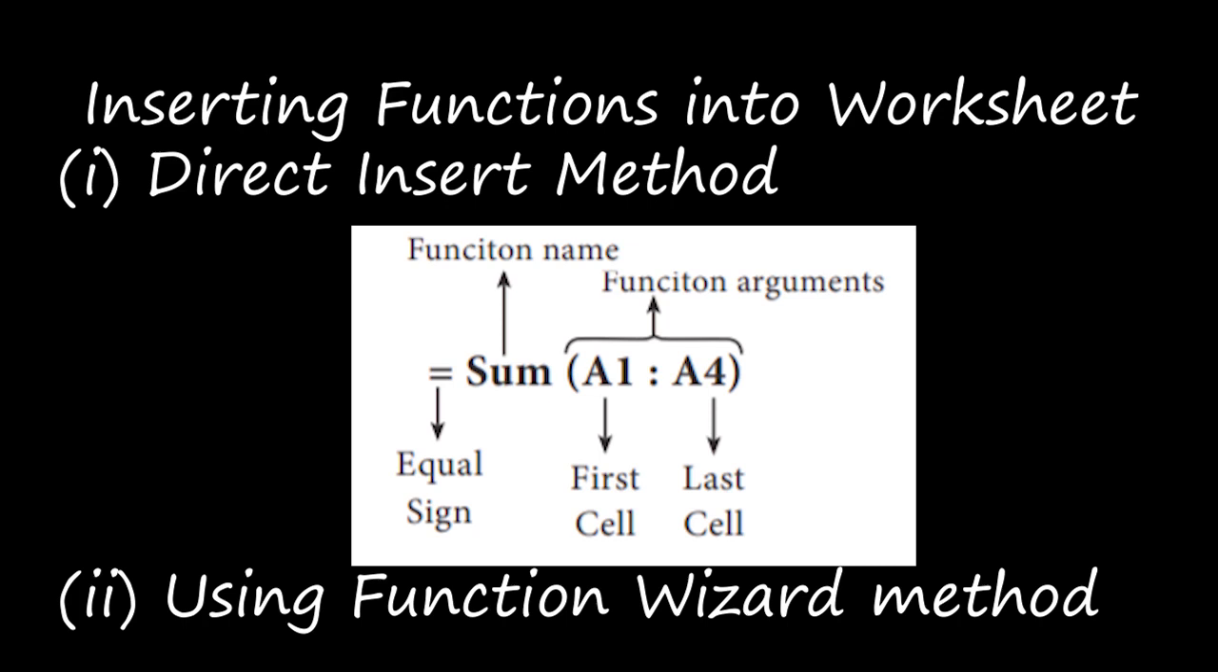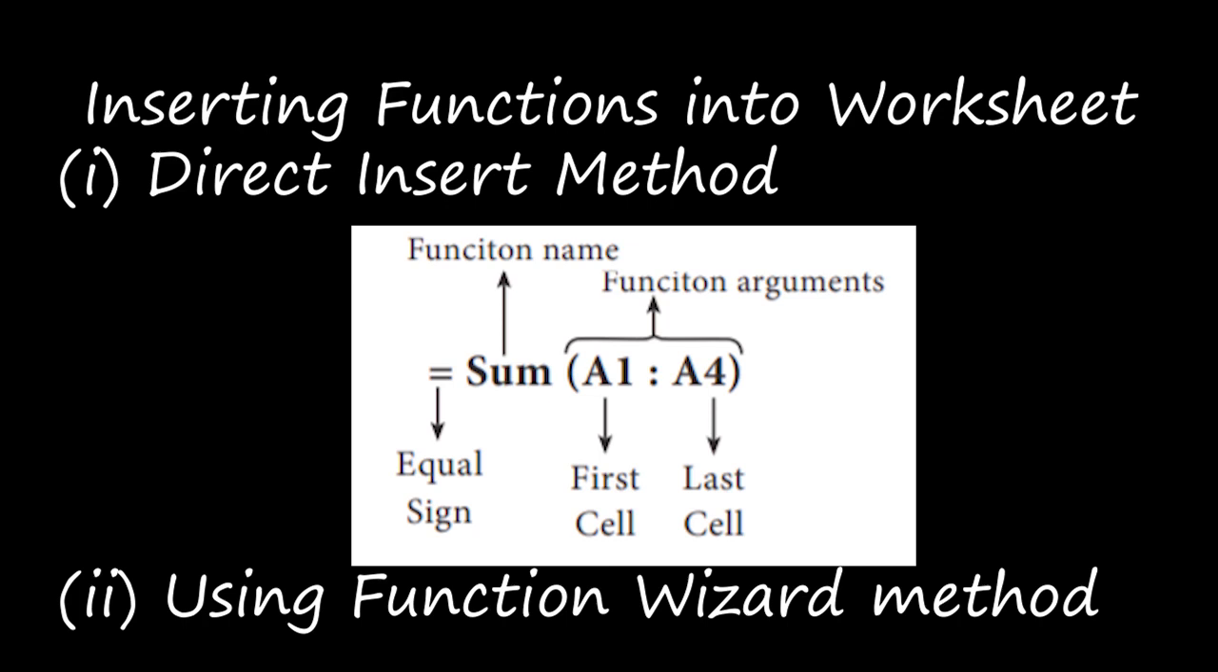This is the syntax: equal to SUM of A1 colon A4, and then after typing that you have to press the Enter key. So the equal sign first, then the function name, and then inside the bracket the function arguments. Function arguments means you give the first cell and the last cell separated by a colon.